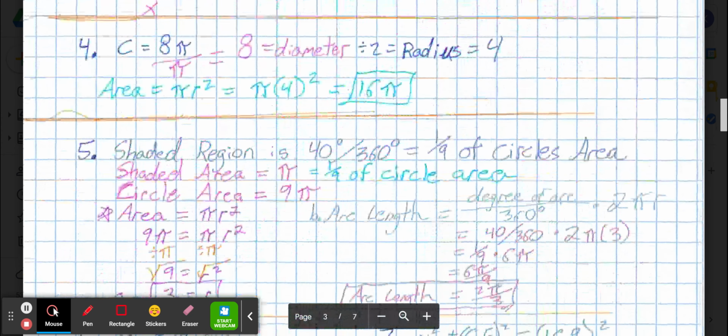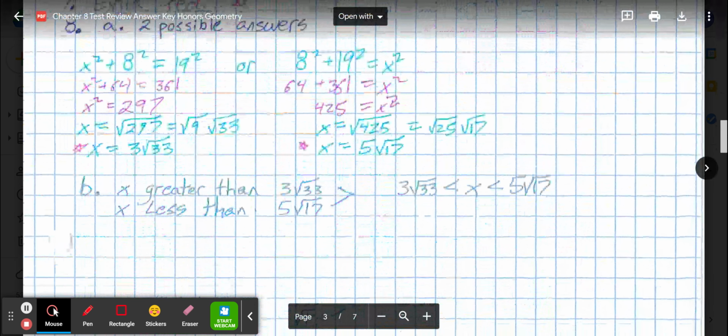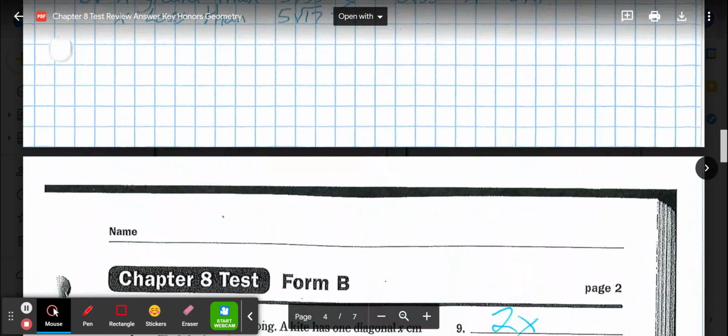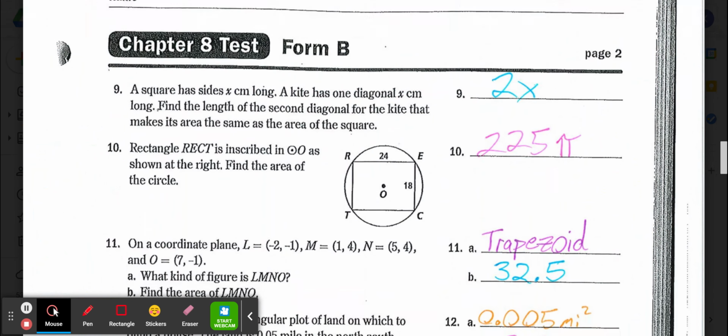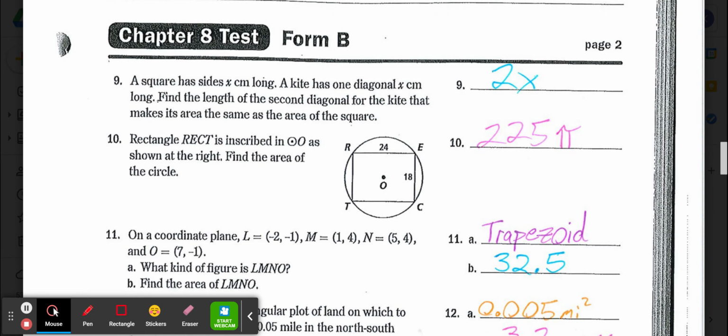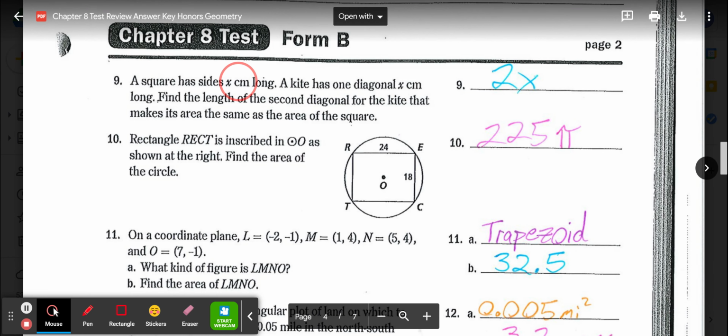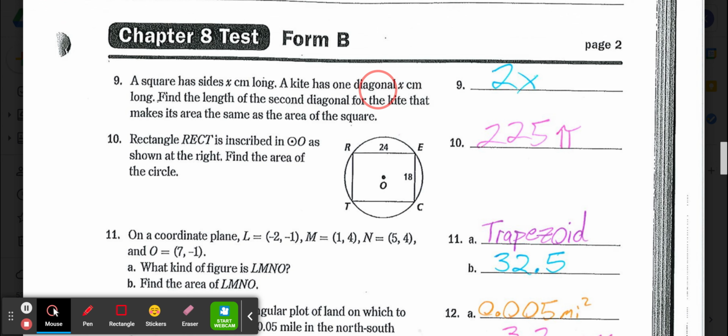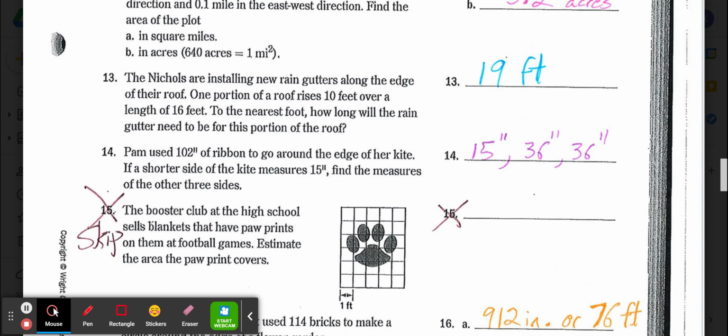So now, going on down, past all the work here, on to our next page. Number 9. We know a square has a side length of x centimeters. A kite has a diagonal of x centimeters. Find the length of the other diagonal of the kite that will make it the same area as the square.